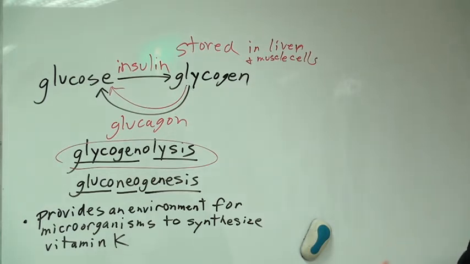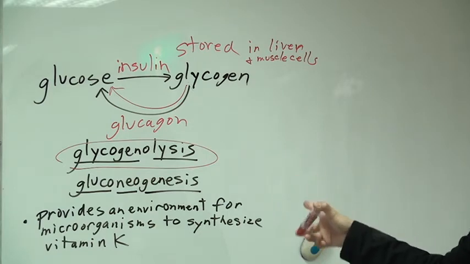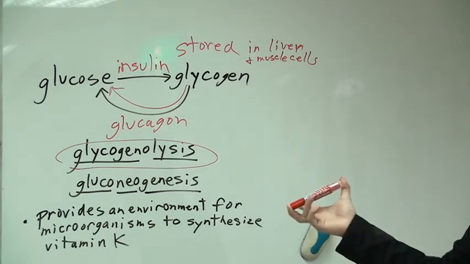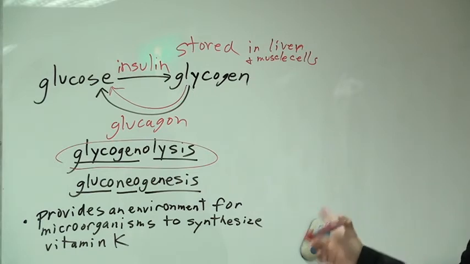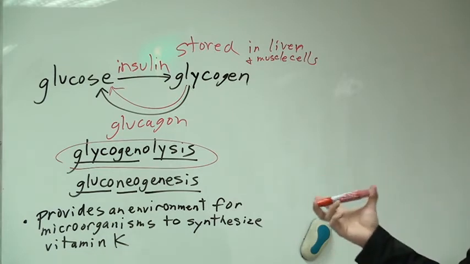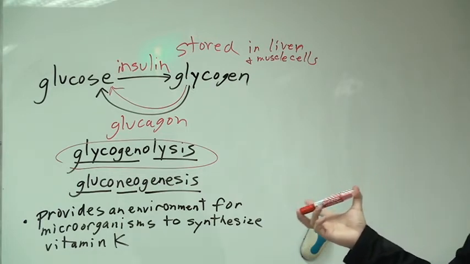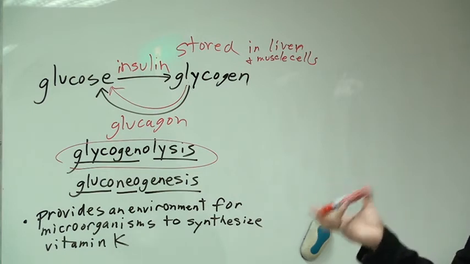There's another process that goes on in your body. We call it gluconeogenesis. It sounds the same, but it's different. Gluco means the glucose, right? Neo means what? New. Genesis means what? Start. So when you read it in English, it means the start of new glucose production.